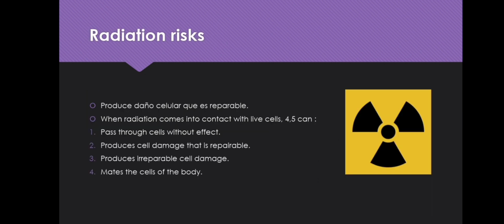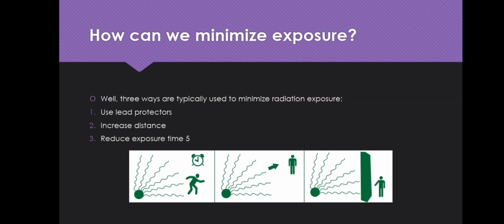Radiation risk. Radiation produces cellular damage that is repairable when radiation comes into contact with live cells. X-rays can pass through cells with two effects: produce cell damage that is repairable, or produce irreparable cell damage, and mutate the cells of the body. How can we minimize exposure?